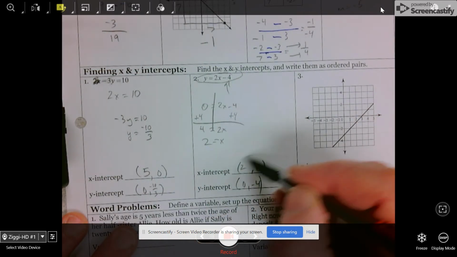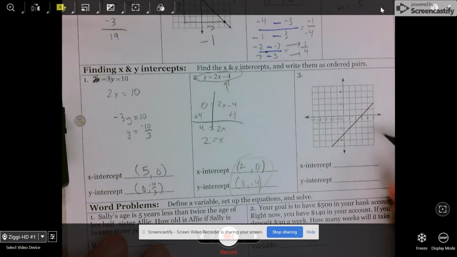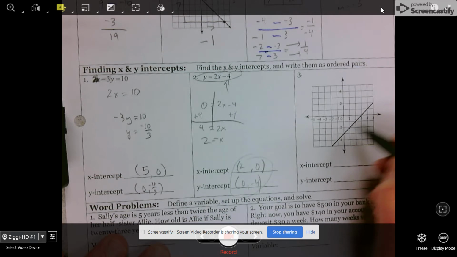X-intercept, y-intercept, easiest form. Right there's my x-intercept, 3, 0. Y-intercept, 0, negative 3. Don't get your x and y coordinates confused.